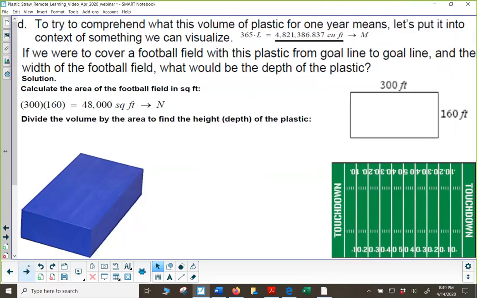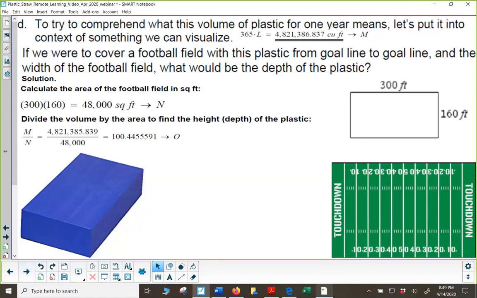I need to divide the volume by the area to find the height, because I'm going to be taking cubic feet divided by square feet, and I'll just get linear feet. I could also do the math and show you, or some people say, I just get that. So I'm going to take what we found in M, all that is cubic feet, and divide it by that area right there.